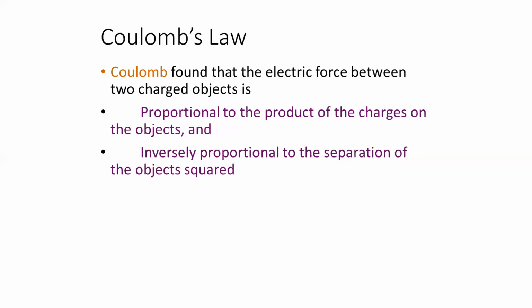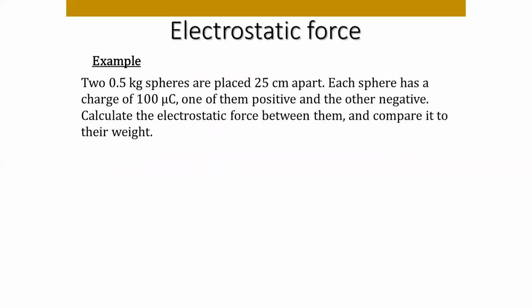Here K represents the constant, which is equal to 9 into 10 to the power 9, or 1 by 4 pi epsilon naught. So the formula for the force between two charges separated at a distance R is F equal to 9 into 10 to the power 9 Q1 Q2 divided by R square. By using this formula, we can find the magnitude of the forces because force is a vector quantity.